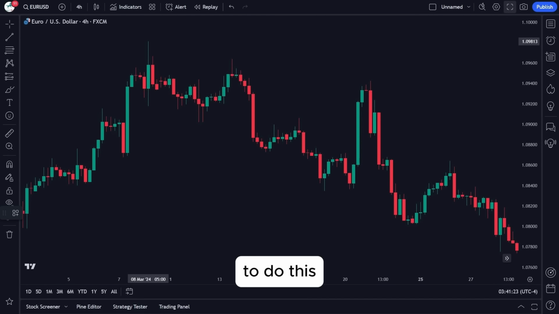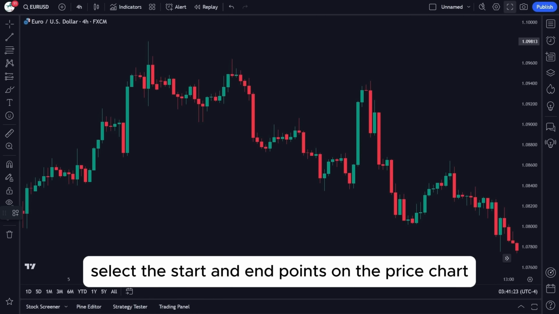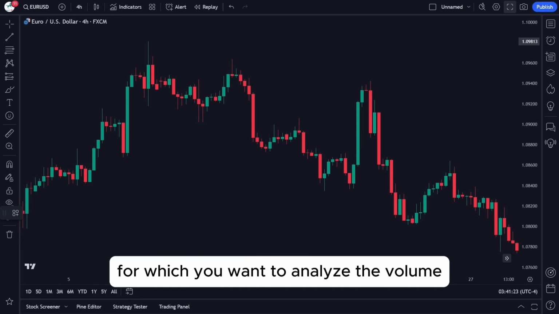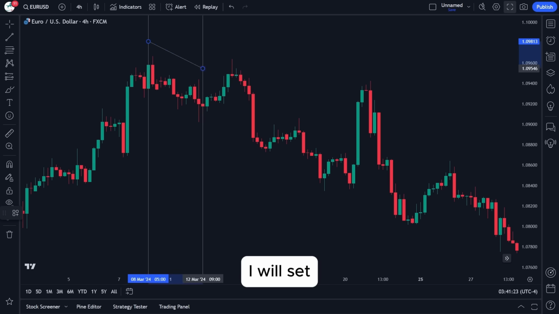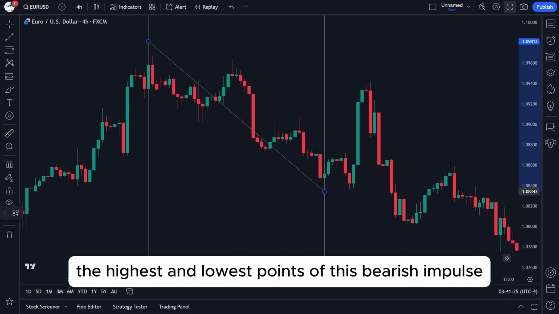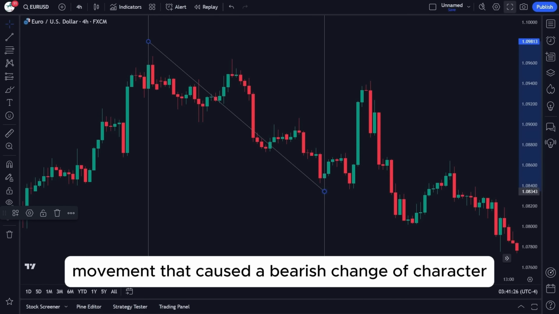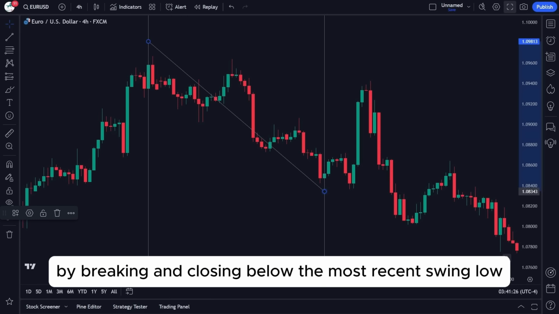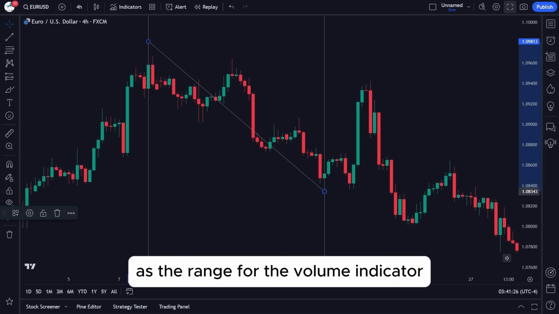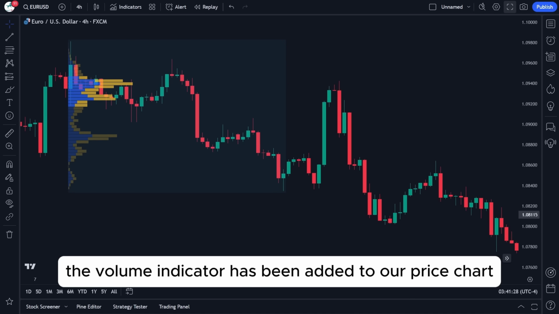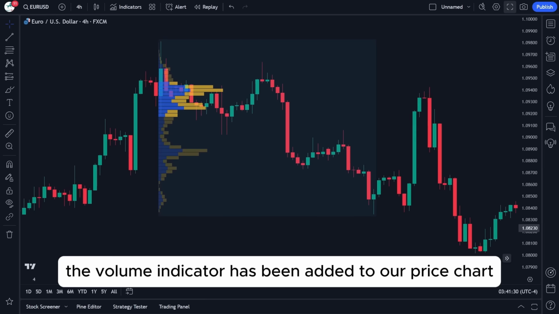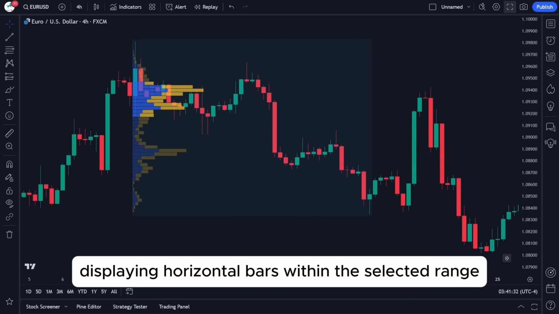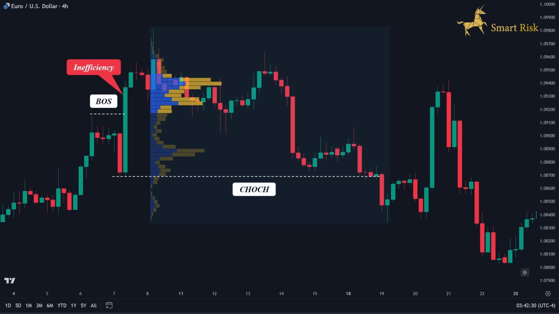To do this, select the start and end points on the price chart for which you want to analyze the volume. For example, here I will set the highest and lowest points of this bearish impulse movement that caused a bearish change of character by breaking and closing below the most recent swing low as the range for the volume indicator. Now, as you can see, the volume indicator has been added to our price chart, displaying horizontal bars within the selected range. Now the question arises, how can we use this indicator to our advantage?